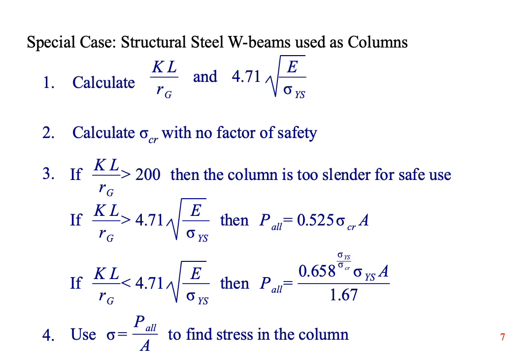On the other hand, if KL over R sub G is less than the magic number, then the allowable load formula is a little more complicated. The factor of safety is in the denominator. It's the same factor of safety we used in steel beam problems. Finally, you can find the actual stress in the column by dividing the allowable load by the cross-sectional area of the column.